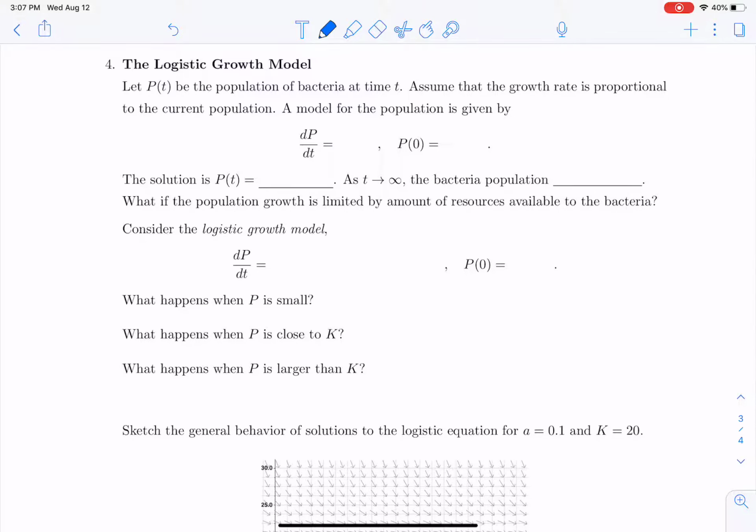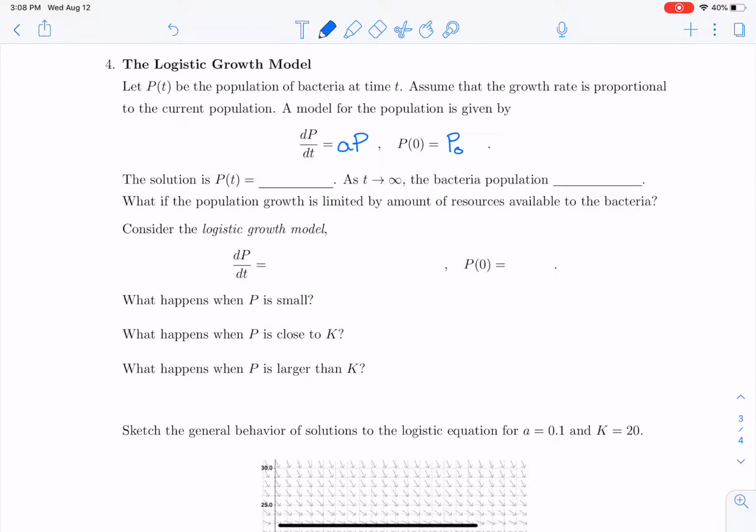One of the best examples of the use of separation of variables is the logistic growth model. Previously we looked at simple exponential growth, where P(t) is the population of a bacteria at time t, and we assume the growth rate is proportional to the current population. A model for that could be dP/dt = aP, because the growth rate is a constant times the current population, and P(0) = P_0.